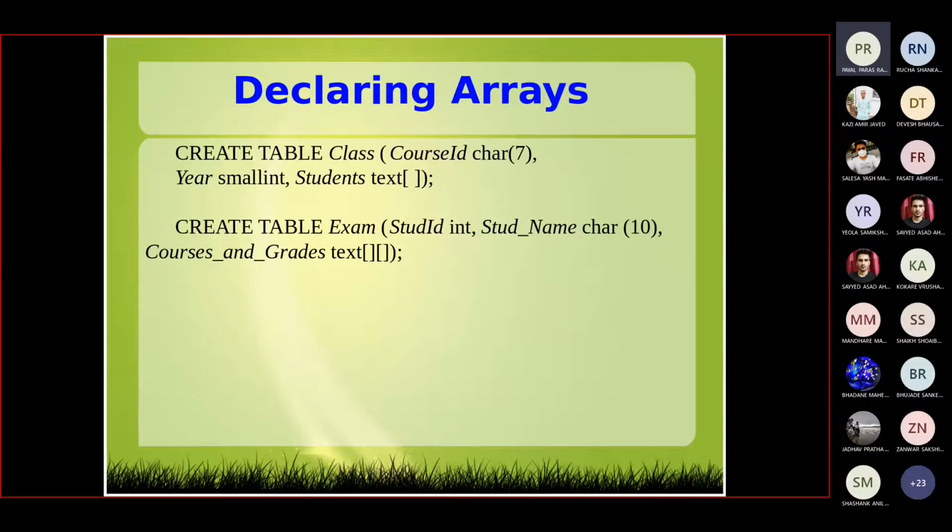So you use square brackets. Okay, so create table, then you give class as the table name, then your columns, and wherever you see that it is going to be an array, you write text with brackets, depending upon the type of your array. This would be a one-dimensional array, and if I want a two-dimensional array, then I would be using a pair of brackets twice. Right.